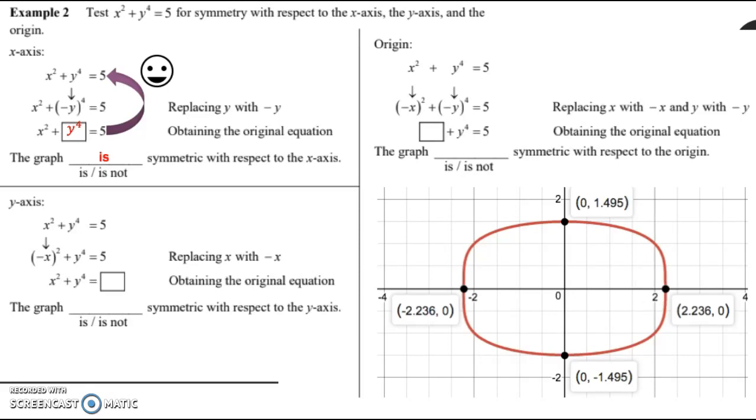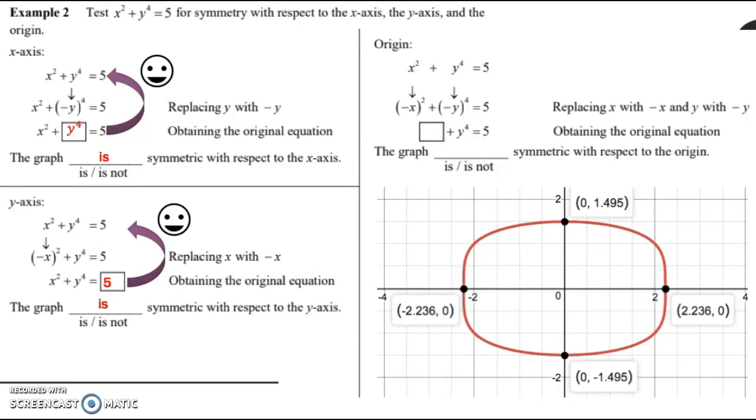To algebraically determine this, I will replace my x value with negative x. And when I do that, take negative x times negative x, I end up with x squared plus y to the fourth equal to 5. This time I also see that it matches my original equation once I simplified, so it is in fact algebraically symmetric with respect to the y-axis.